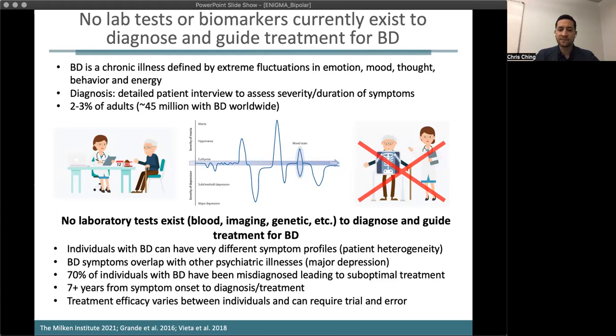So we know that individuals with the illness can have very different symptom profiles. We sometimes refer to this as patient heterogeneity. We know that bipolar symptoms can overlap with other psychiatric illnesses like major depression. A majority of individuals with bipolar disorder have been misdiagnosed at least once in their lifetime, leading to suboptimal treatment. We know that it can take the better part of a decade on average from when a patient starts experiencing their symptoms to when they're properly diagnosed and receiving treatment. And unfortunately, we also know that treatment efficacy can vary quite widely between individuals. It can require quite a bit of trial and error to get right for each patient.